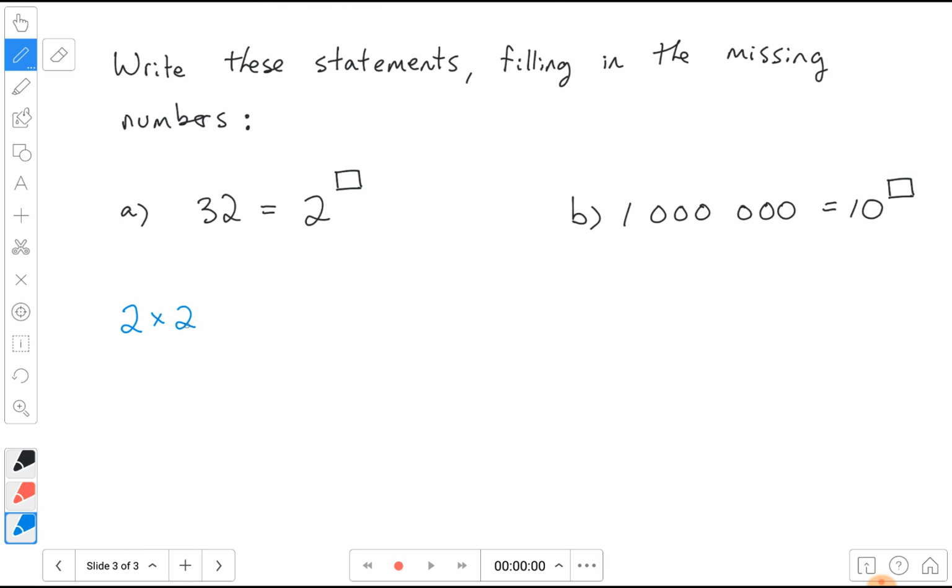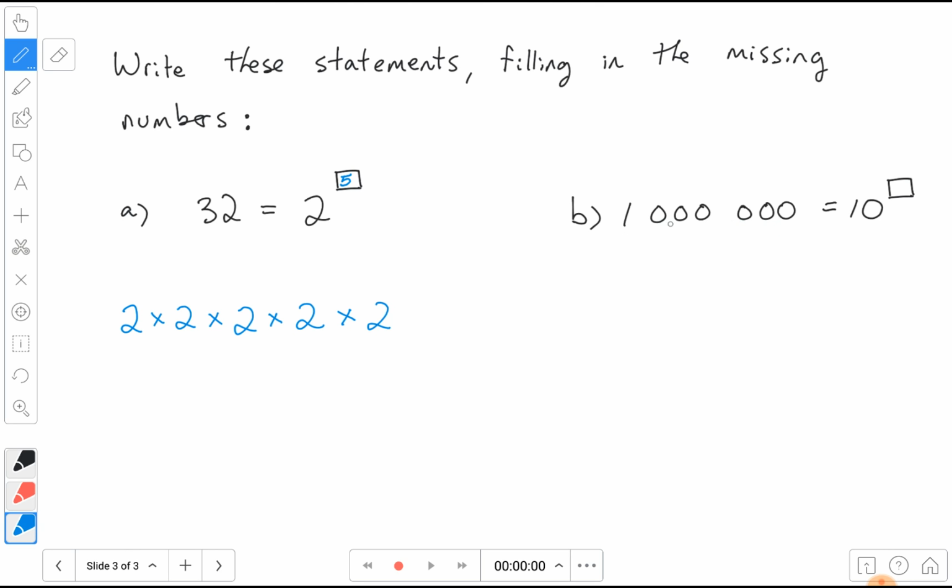So this is 2 times, that gives us 4. Times 2, that's 3 times, that gives us 8. Times 2, that's 4 times, that gives us 16. And times 2, that's 5 times, and that will give us 32. So 1, 2, 3, 4, 5. 2 to the power of 5 gives us 32.